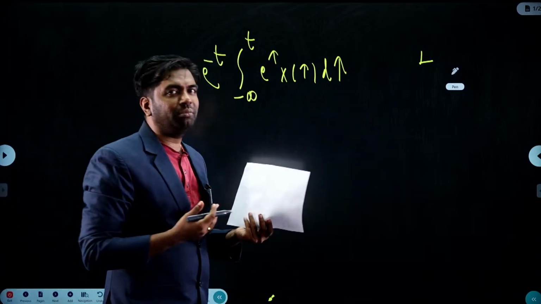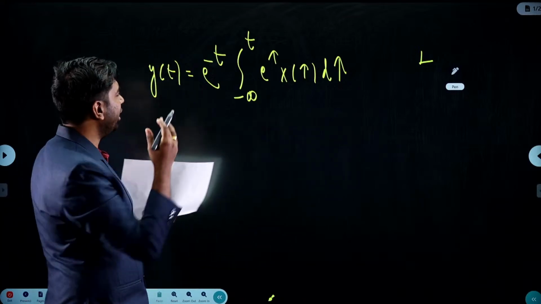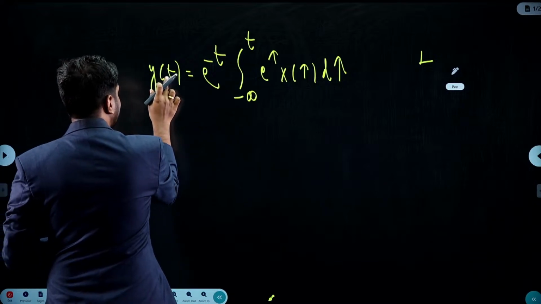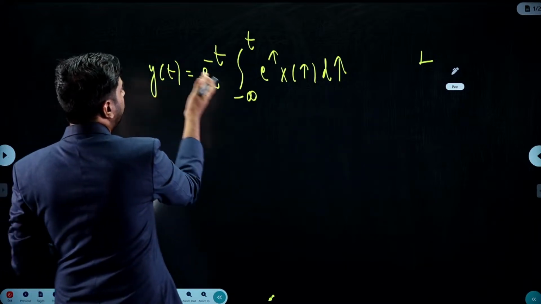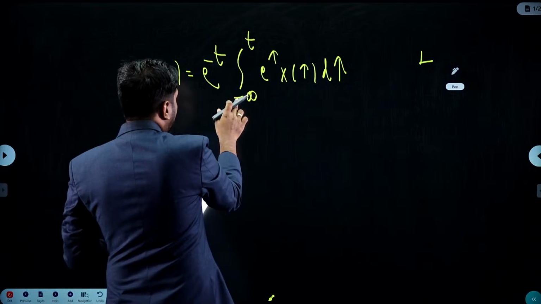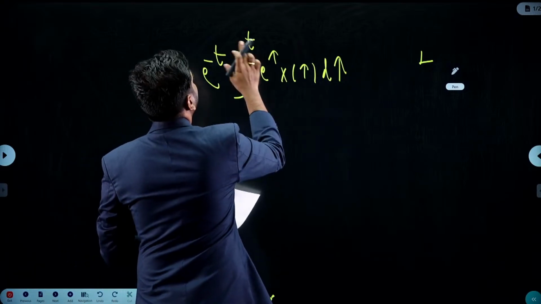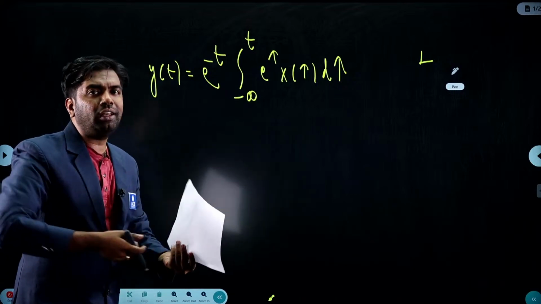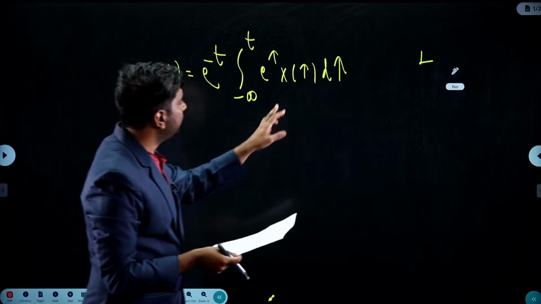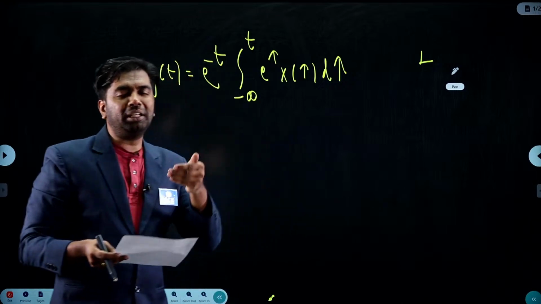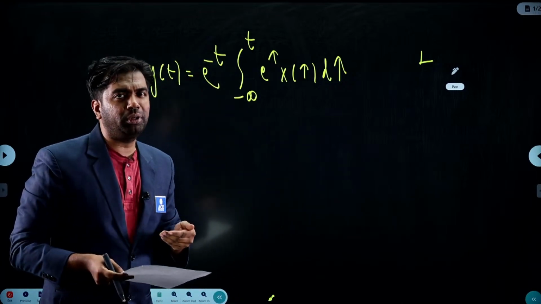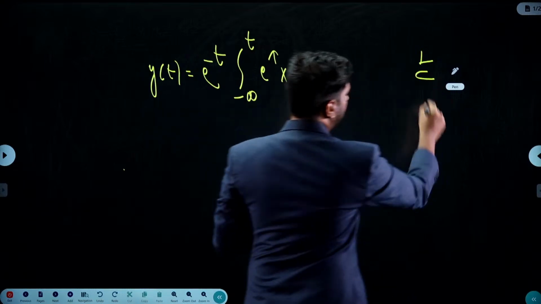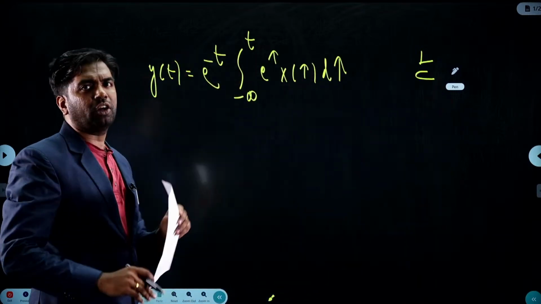Now what about the system, whether it is causal or not? If you carefully read this, what does it say? If you want to find the response at this instant, how do you get that? You need to integrate from minus infinity to that instant. So clearly you need the present and the past information about this input. When you need the present and the past information about the input, that's a causal system. So there is no doubt that it is definitely a causal system.